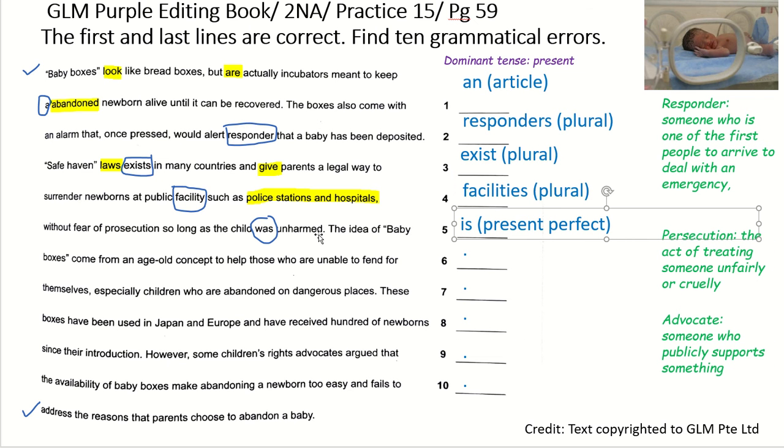Moving on. The idea of a baby boxes come from an olden concept. Olden concept means eons ago, long time ago, to help those who are unable to fend for themselves. So I notice here that we're talking about an idea. So an idea is a singular subject, singular verb. This is the verb. Okay, it's not baby boxes. It's the idea that's the singular subject here. So singular verb, okay, so "comes."